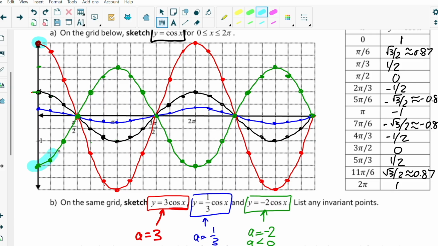Okay, what about the green one? Half of a down cycle here, full up cycle, and then half of the other down cycle. I stop, that's a full cycle. That's 2 pi right here. So still the same.